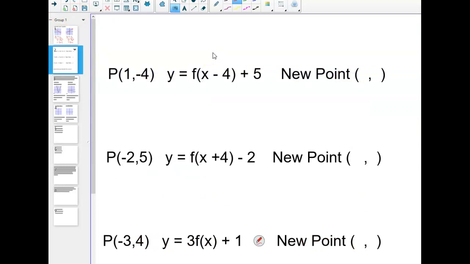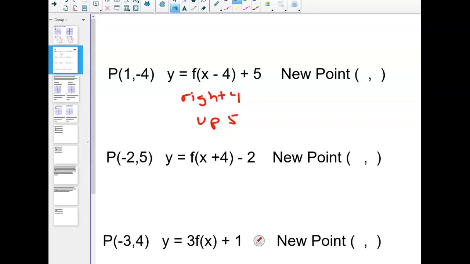This right here is our shifts. Okay. Now, I'm starting at 1, negative 4. When you subtract by 4, what shift is that? Is that right or left? Well, whatever makes this parenthesis equal to 0. 4 makes this parenthesis equal to 0, so that's a shift of going right 4. And then here we keep the sign, up 5.